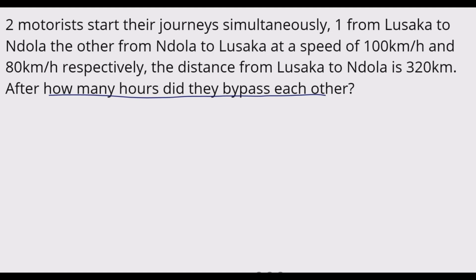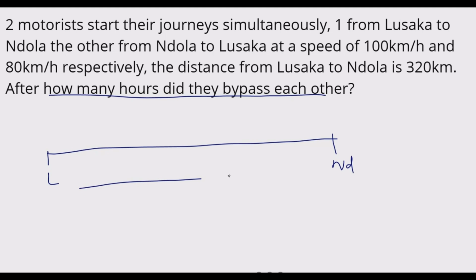So let me just create a sketch so that you're able to follow me clearly. So let us say this is Lusaka, then this is Ndola. Then the distance between these two is basically 320 kilometers. That's the distance. So what this tells me is the first driver, driver 1, who's coming from Lusaka, is basically 0 kilometers away from Lusaka. Then this one is basically 320 kilometers away from Lusaka.